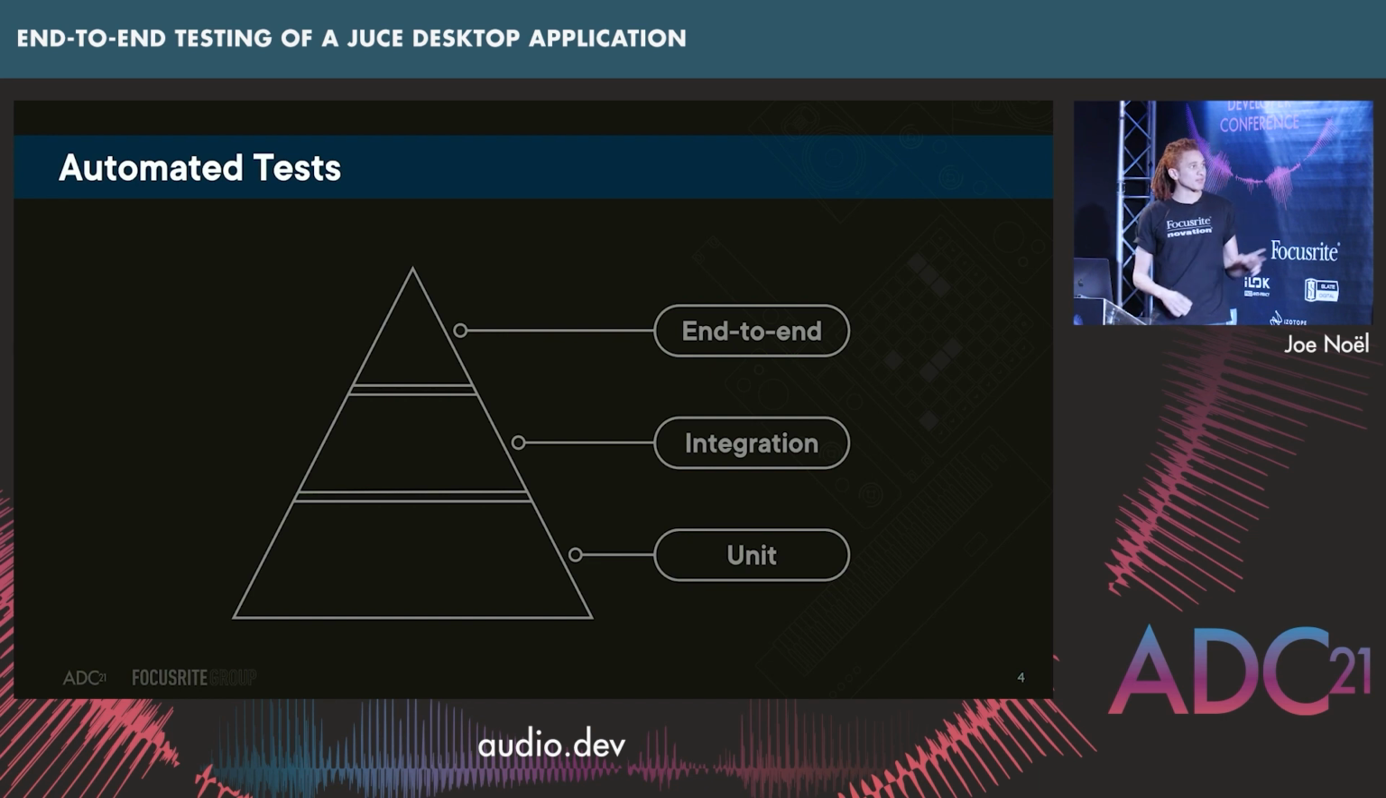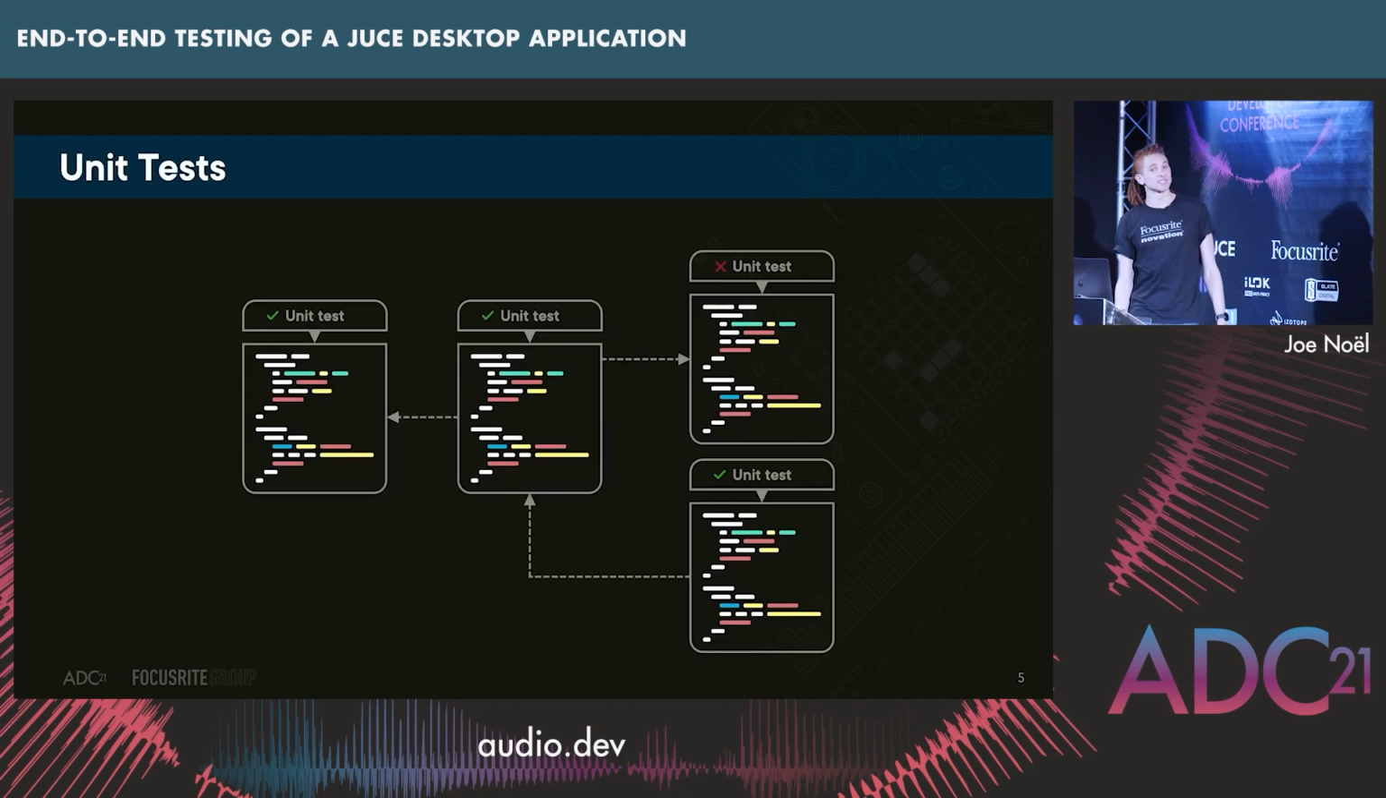And the boundaries, even though I've drawn it with a solid line, aren't quite as discrete as this. It's more blurry, and the difference between an integration test and a unit test, for example, is quite subjective. So let's take a look at the bottom level, so unit tests.